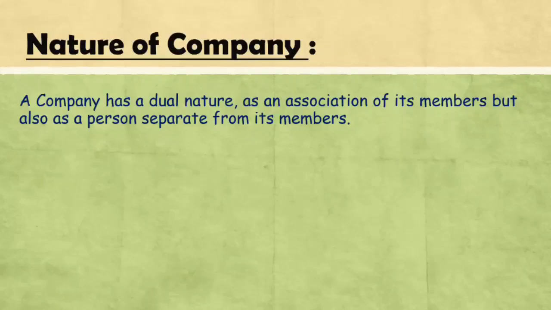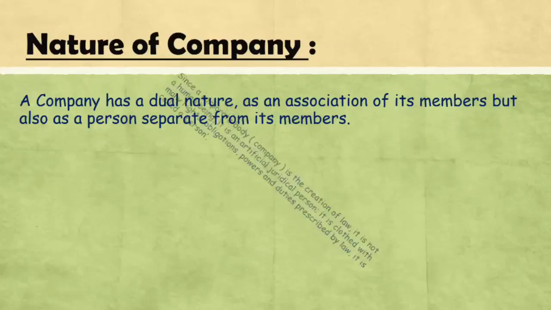A simple example from accounts: the capital contributed by the members of the company is considered as a liability. Why? Because the company itself is borrowing the money from its owners. So the company is borrowing the money from its owners. That is why the capital is termed as liability. So it has a dual nature. It is an association of members, but its identity is different from its members who are constituting it. So that is why a company has a dual nature.